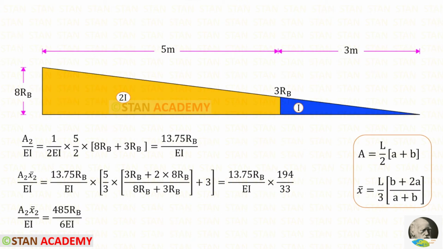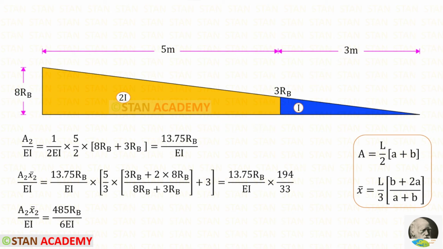Let us find area 2 upon EI. We know that here the moment of inertia is 2I. So instead of EI, we have to apply 2EI. Let us use this formula and find the area. L is 5, A is 8RB, and B is 3RB.